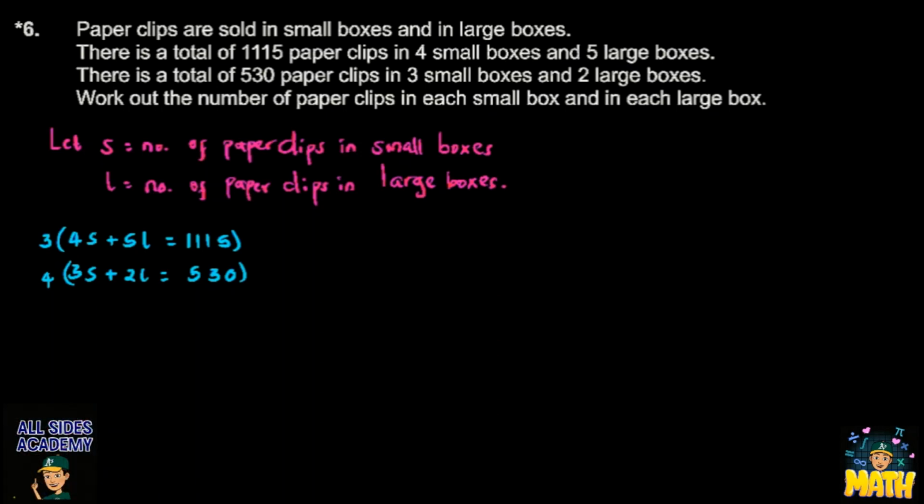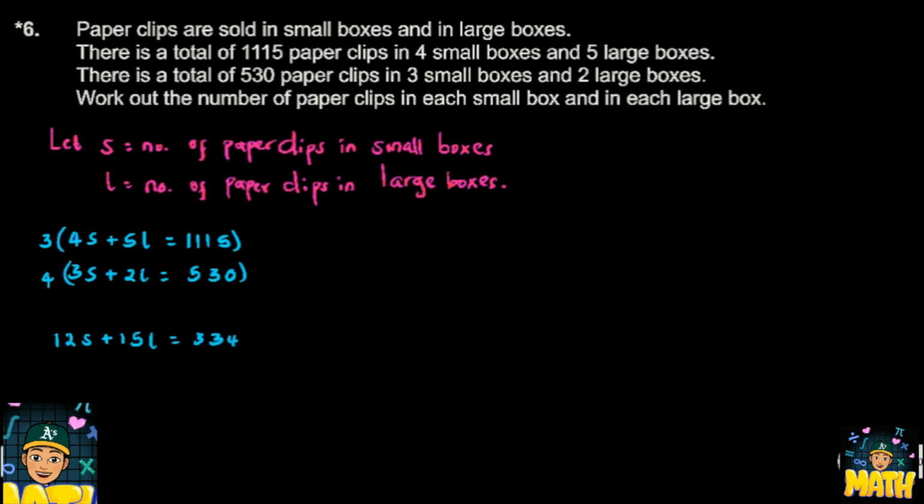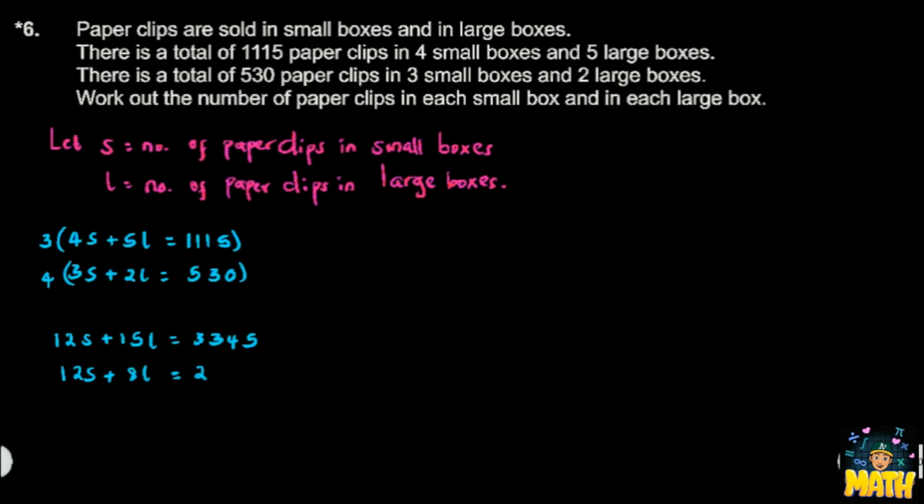So I multiply by the opposite coefficients with each of these equations. So I'll remain with 12S plus 15L equals 3,345. And then I'll also have 12S plus 8L equals 2,120. So elimination means I want to subtract the two. So I subtract that and then I get 0. And then 15 minus 8 is 7. So that is 7L.